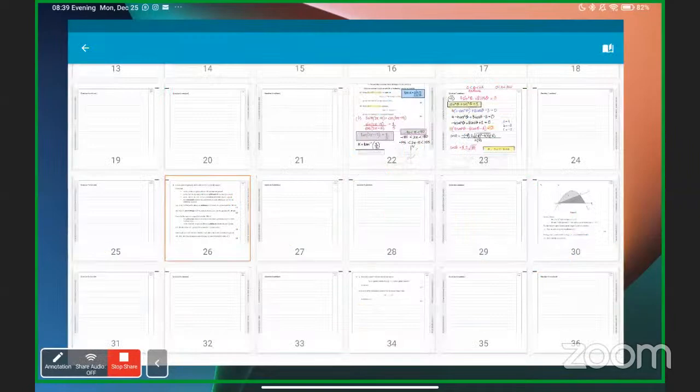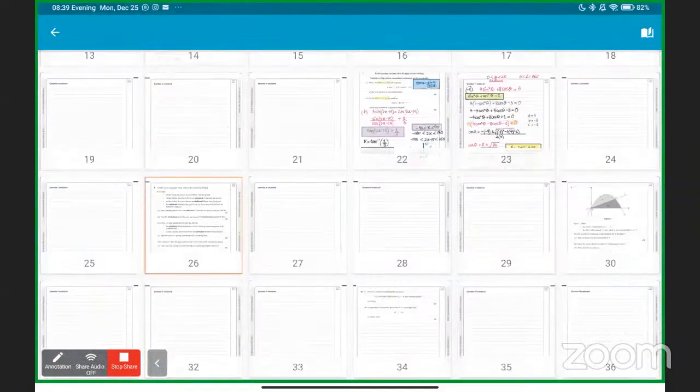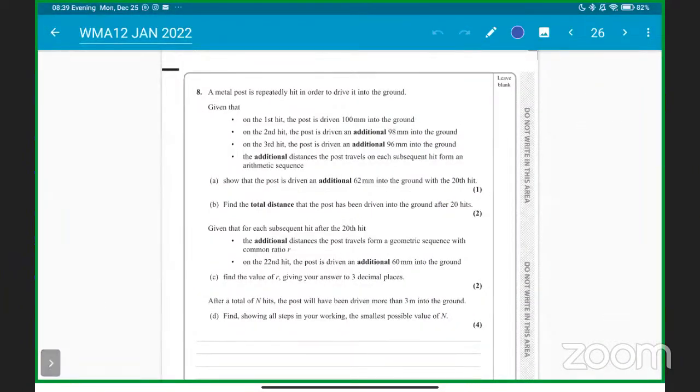So the first question on sequences and series is from January 2022, unit 2. It is a very important, huge question, around a 4, 5, 6, 7, 8, 9 marks question. Okay, is everyone there with me?